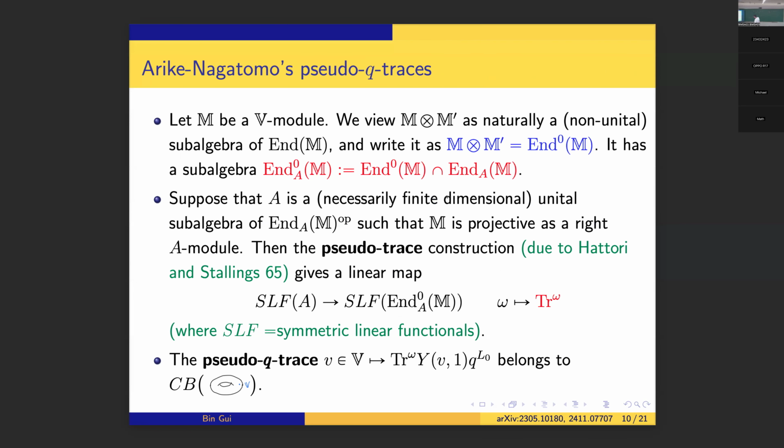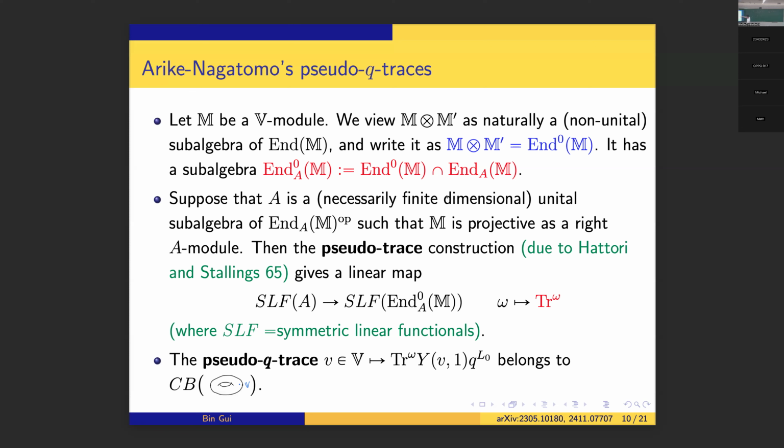So I will give you a very quick lesson of what is a pseudo-q trace in the version of Arike and Nakatomo. Our starting point is a V module M, and M prime, the graded dual, is also a V module. So M tensor M prime is a V tensor V module, right? And we know that this vector space is canonically a non-unital subalgebra of the algebra of linear operators on M. The reason it is non-unital is that as long as M is infinite dimensional, this element, if you regard it as an endomorphism, cannot be the identity map. So I call this subalgebra N zero of M.